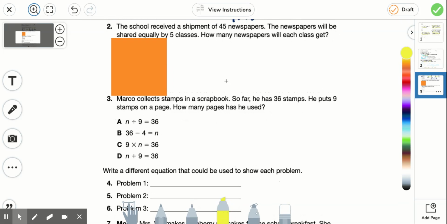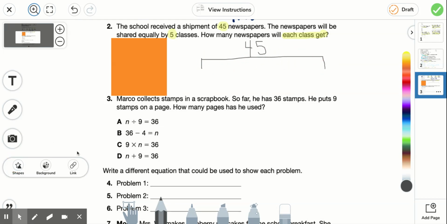The school receives a shipment of 45 newspapers. The newspapers will be shared equally by 5 classes. How many will each class get? So it looks like there's a total of 45, and they have to share that equally between 5 classes.